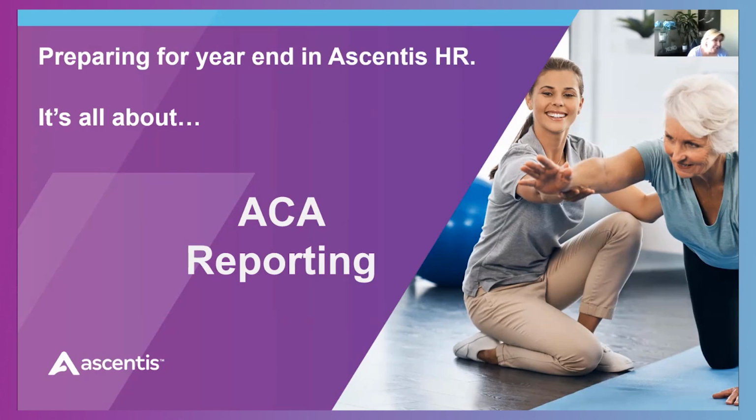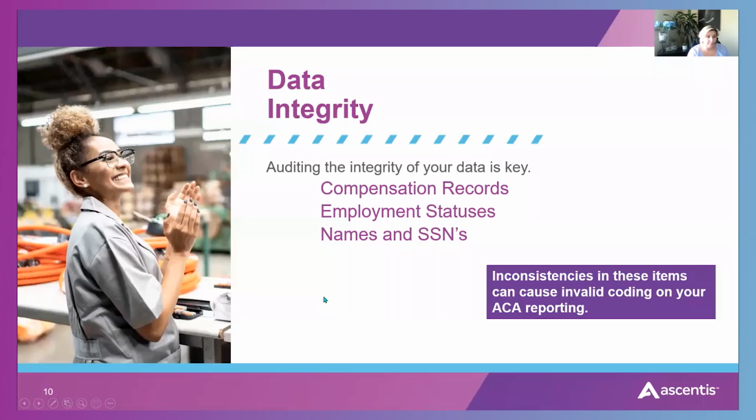So with that, we're going to talk about preparing for year-end in Ascentis HR. It's all about ACA reporting, right? Data integrity. Auditing the integrity of your data is key: compensation records, employment statuses, names, and social security numbers. Inconsistencies in these items can cause invalid coding on your ACA reporting.